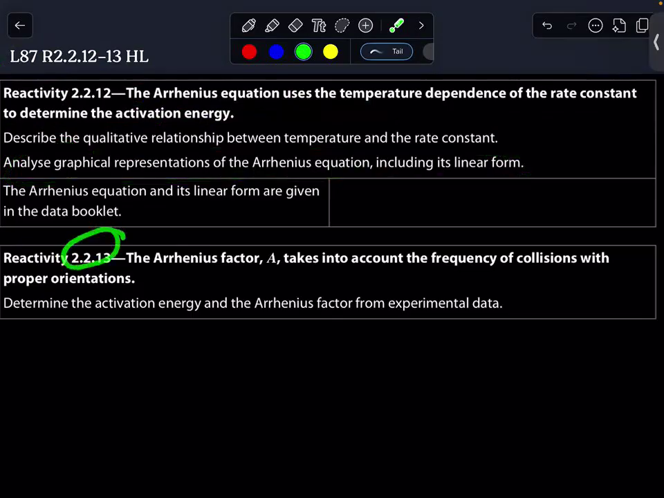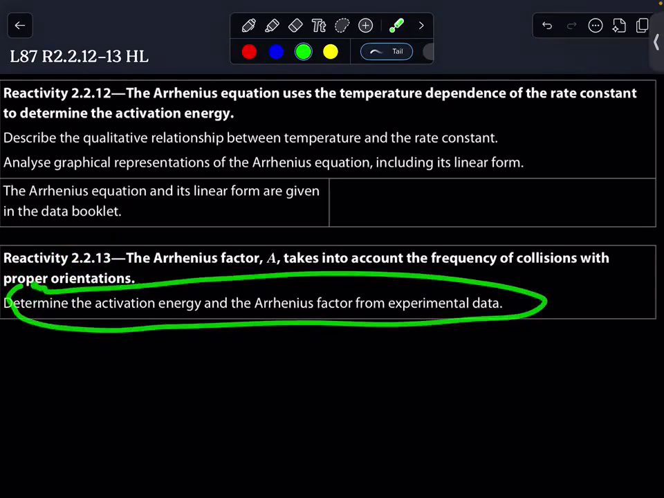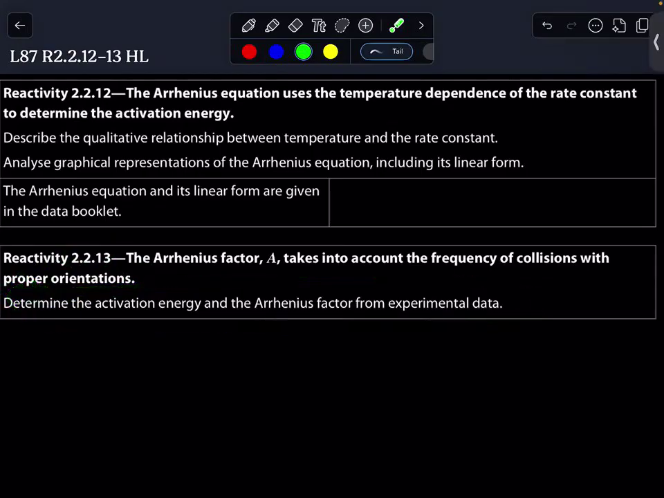In 13, we're going to talk about the Arrhenius factor A and take into account the frequency of collisions with proper orientations. From that, we'll determine the activation energy and Arrhenius factor from experimental data. So we'll talk about how that is done.